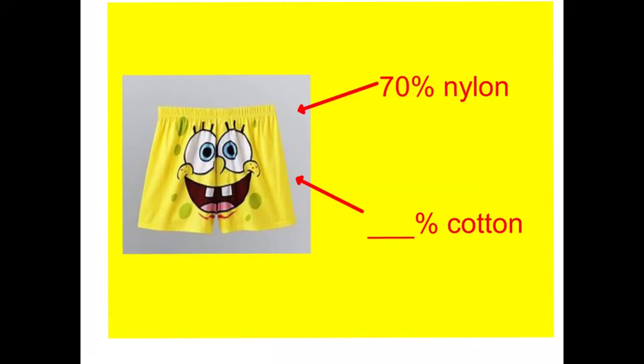So as we know, 100% makes up a whole item. In this case, it's a pair of boxer shorts. If 70% of the shorts are nylon, we need to work out how much of the shorts are made from cotton. Well, that's just a simple sum. We've got our 100% being the total thing. We have to subtract 70, and we're left with 30% of the shorts are made from cotton.